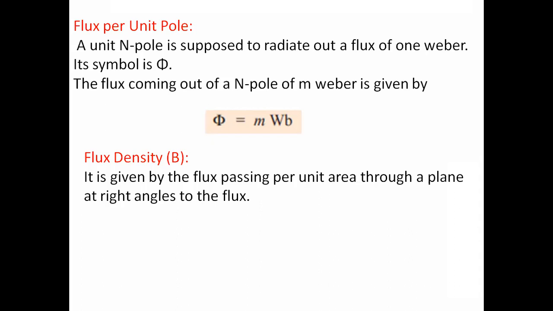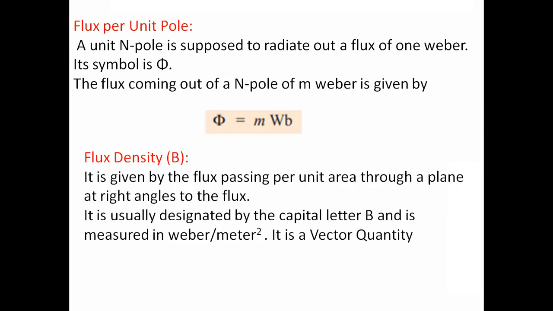So the population density of the East Godavari district is more than the population density of the Anantapur district, because the distribution of the population is more in East Godavari when compared to Anantapur. Like that, the flux density corresponds to the distribution of the flux. If the flux in a given area is more, we can say it has some flux for a given area, so we consider it as flux density.